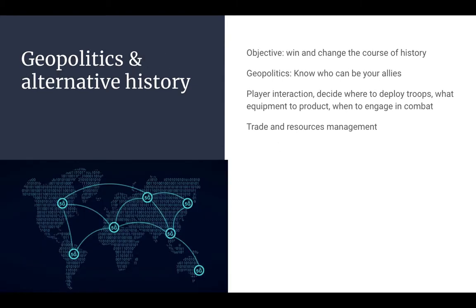The player can also understand geopolitics during this time. The objective of the game is to win and change the course of history, and geopolitics can help you know who you can be aligned with and who you cannot. The game presents different ideologies for different countries, and the player's interaction can have meaningful effects on geopolitics and the alternate history path.